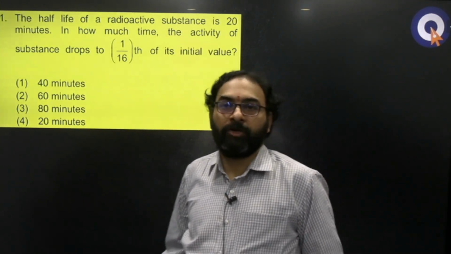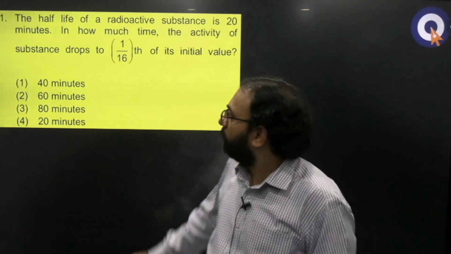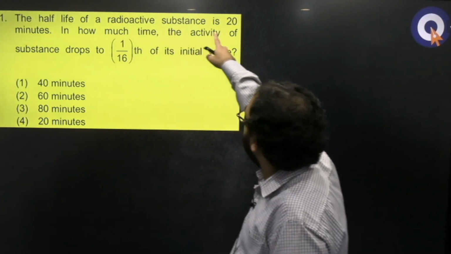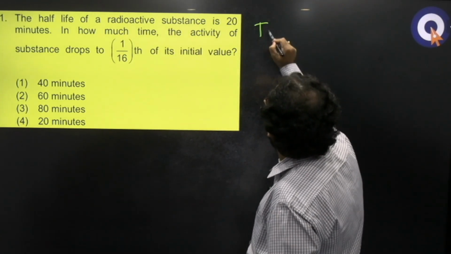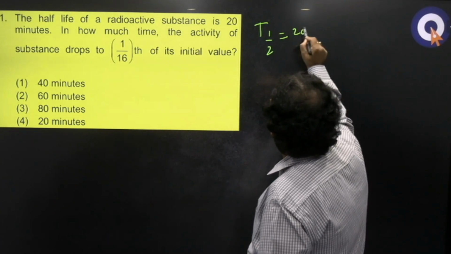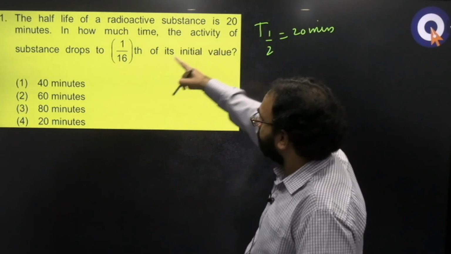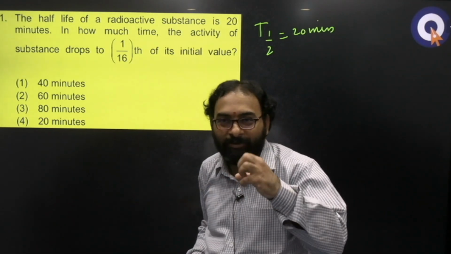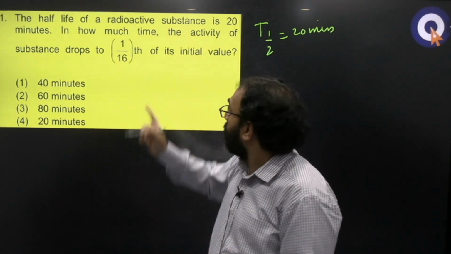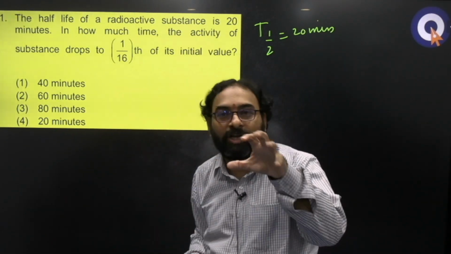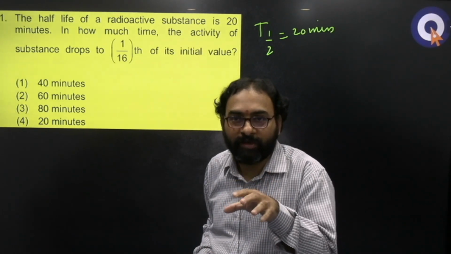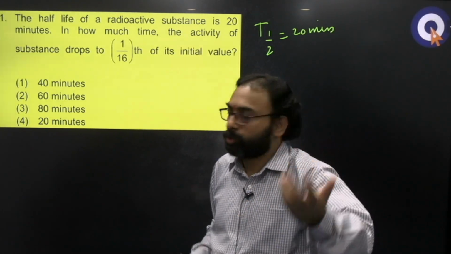Question on radioactivity from the nuclei topic. The half-life of a radioactive substance is 20 minutes. So half-life is given as 20 minutes. Next, in how much time does the activity of the substance drop to 1/16th of its initial value? The activity drops to 1/16.